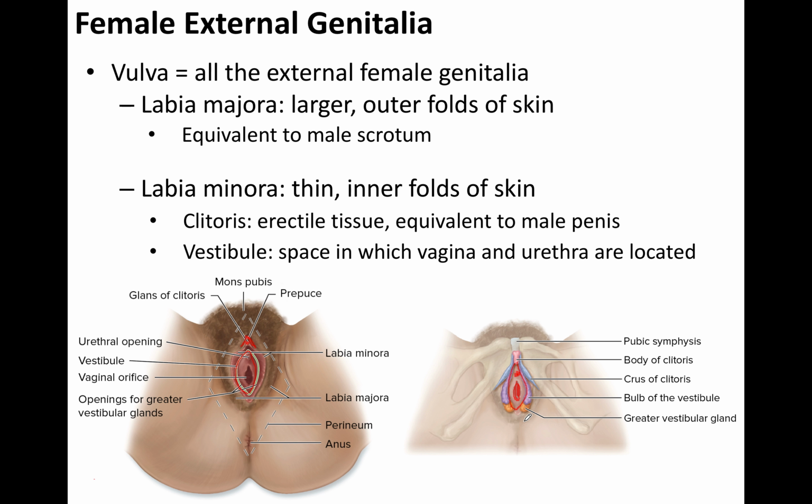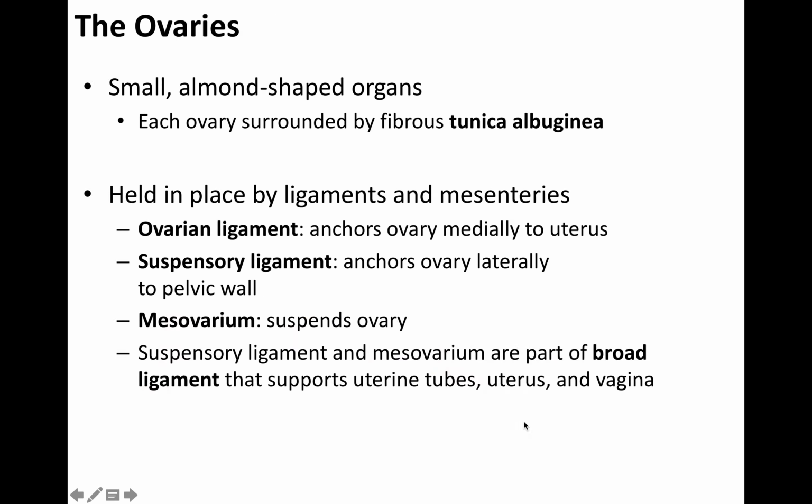Pretty straightforward. So for women, the main organ is going to be the ovaries. They're small little almond-shaped organs that you've seen in your dissections. They're not very big. They will have a fibrous tunica albuginea around them, just to hold everything in place and together.